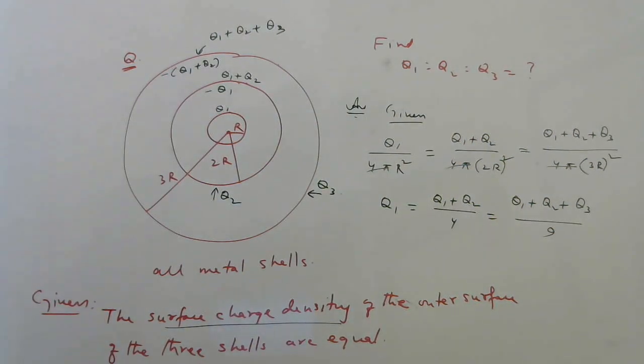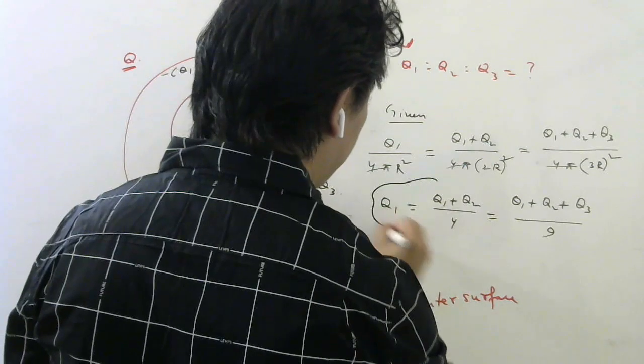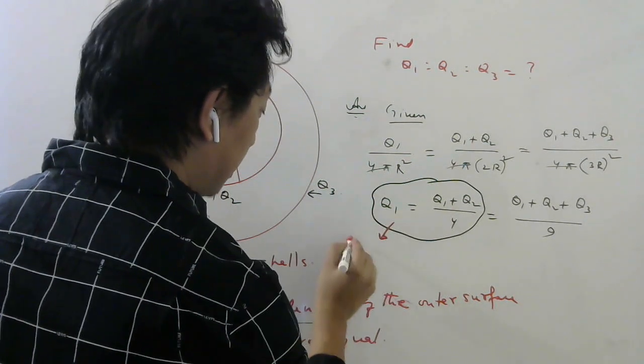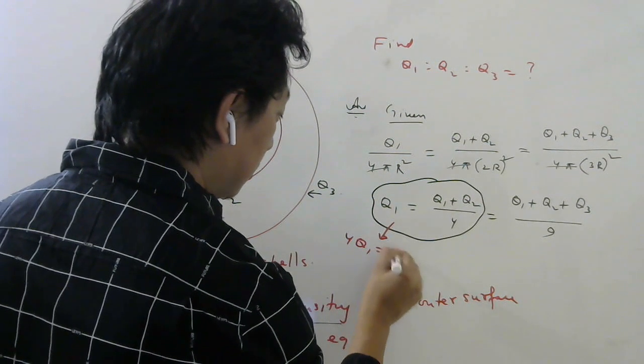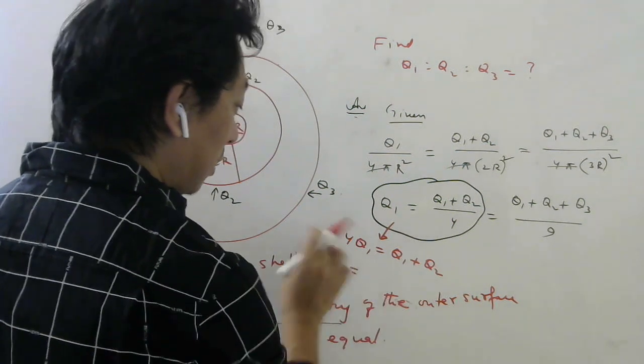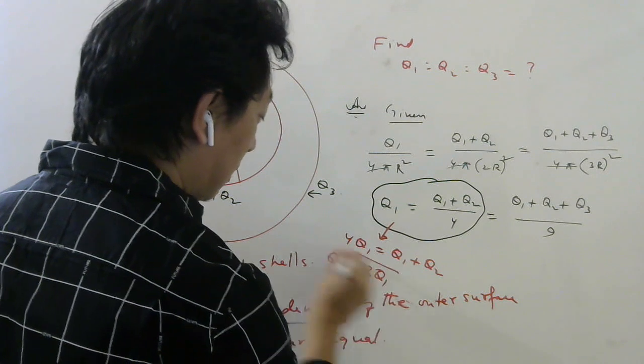So from here we can try to calculate the ratio, yes or no? So let us look at this equation. If you look at this equation, then you can write cross multiply, 4q1 equals to q1 plus q2. So q2 will be how much? Q1 will come this side, 3q1, right?